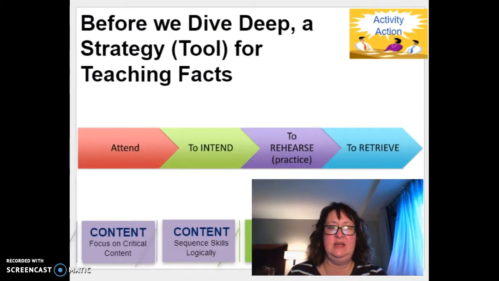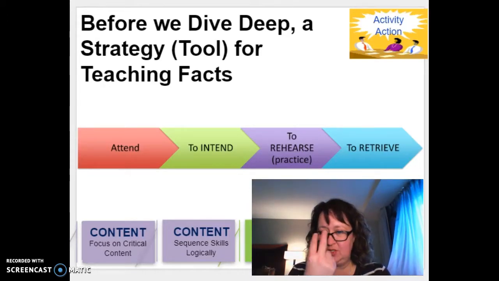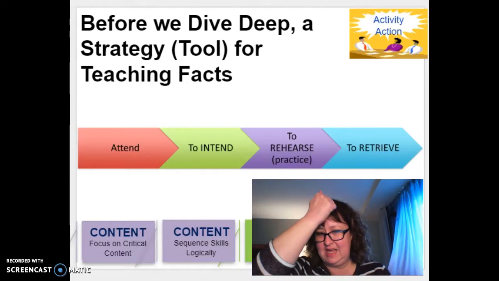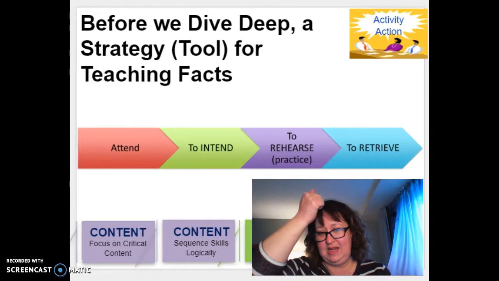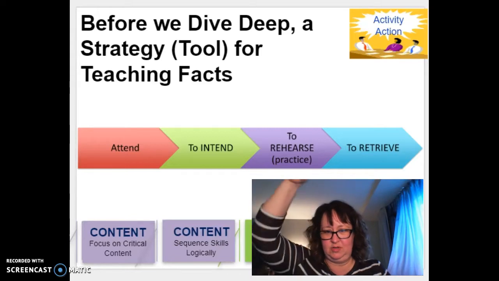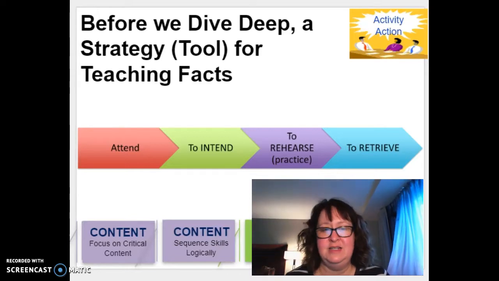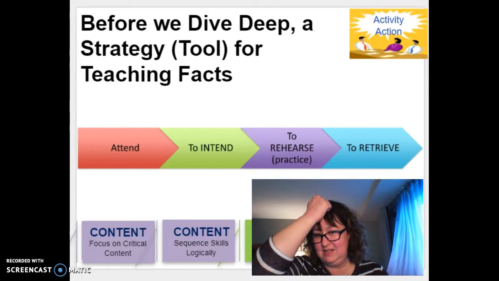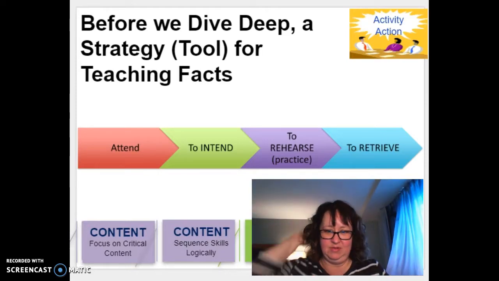Before we dig too deep, we want to keep in mind that for our students, there are a few things that have to happen. There's this quick phrase in 4 steps, and we do it with motions. We remind students, you need to attend, in other words, look at the instruction. To intend, fist to the head, meaning I want to get this into my memory. To rehearse, practice, practice, practice. To be able to retrieve, bring it out from your brain, that content knowledge. A lot of times when you're explaining to kids, we're going to be learning facts. I need you to attend to what we're doing so that you can intend, rehearse, and retrieve the content knowledge.